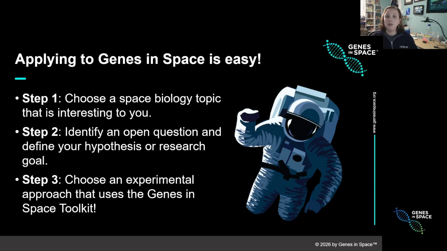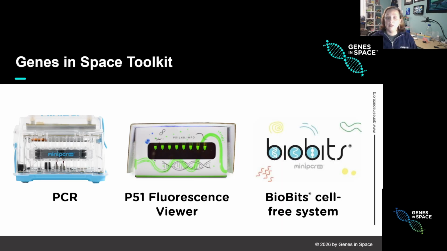Once the students have chosen their topic and the question they want to answer, they have to design an experiment to test their hypothesis using the Genes in Space toolkit. There are 3 tools in the Genes in Space toolkit. Students can propose using 1, 2, or even all of them as part of their experiment. We have resources on our website to explain in detail how each can be used. In the description below, you can find links to a webinar for each piece of the toolkit.